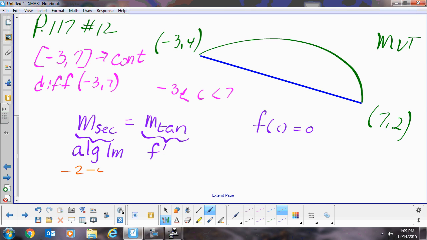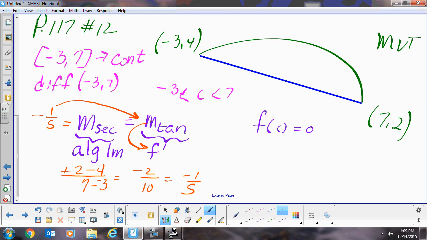-2 minus +2 minus 4 over 7 minus a minus 3. Do you agree that's -2 over 10 or -1/5? Oh, so that is the slope of the secant, correct? So is it true that the slope of the secant is -1/5? What does that make also equal to -1/5? And what is the slope of the tangent? It's f prime of c. So which one is it? B.